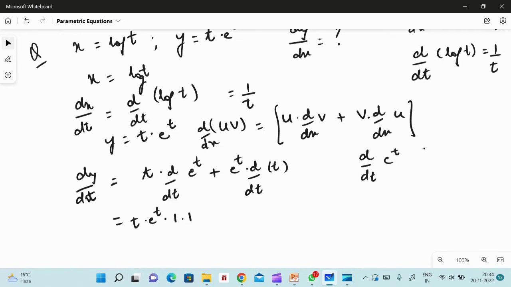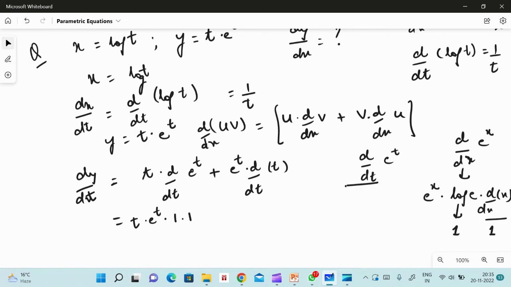Derivative of e power t is just like what we have earlier studied, derivative of e power x, right? So what is this? If you remember, it is e power x into log of e into derivative of x. Log of e is equal to 1 and derivative of x is equal to 1. In the same way, in this case, e power t into log of e into derivative of t. This is 1 and this is 1. So e power t into 1 plus e power t into derivative of t, which is 1.